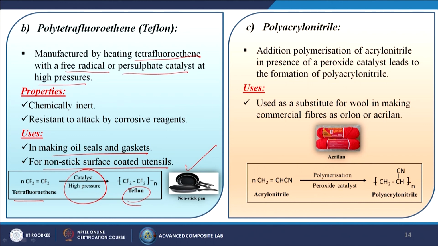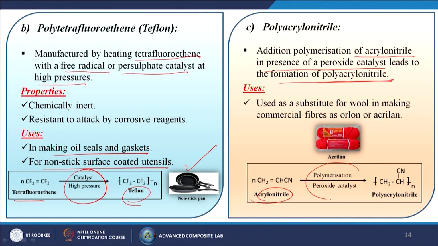Then we are going to discuss polyacrylonitrile. Addition polymerization of acrylonitrile in the presence of a peroxide catalyst leads to the formation of polyacrylonitrile. What are the uses? It is used as a substitute for wool in making commercial fibers such as Orlon or Acrilan. So, sometimes it is called synthetic wool also. So, acrylonitrile undergoes polymerization in the presence of a peroxide catalyst.